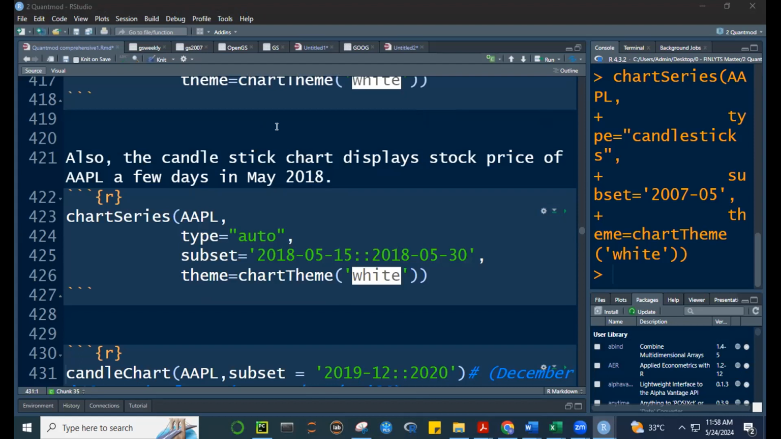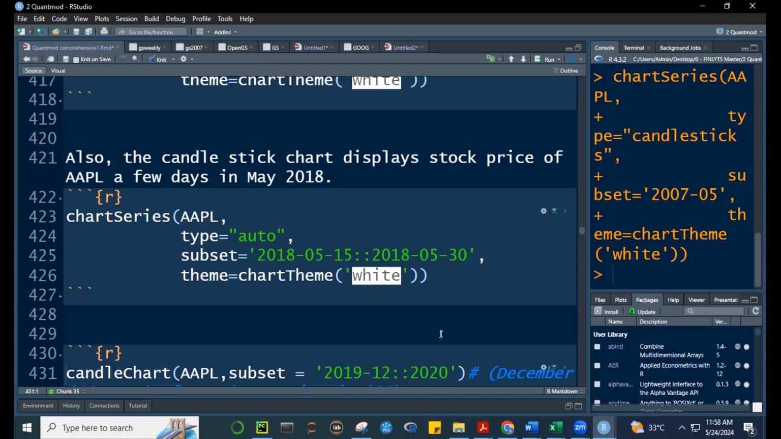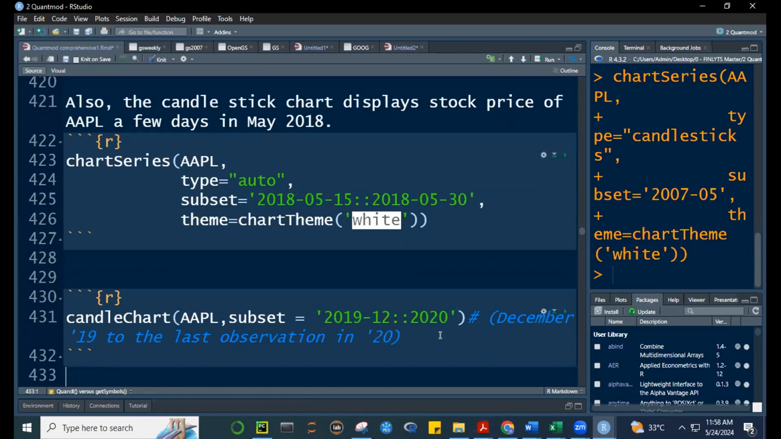So I hope you're able to follow. This illustrates how convenient it is to generate plots using Quantmod. Okay, so if we continue, class, continuing.